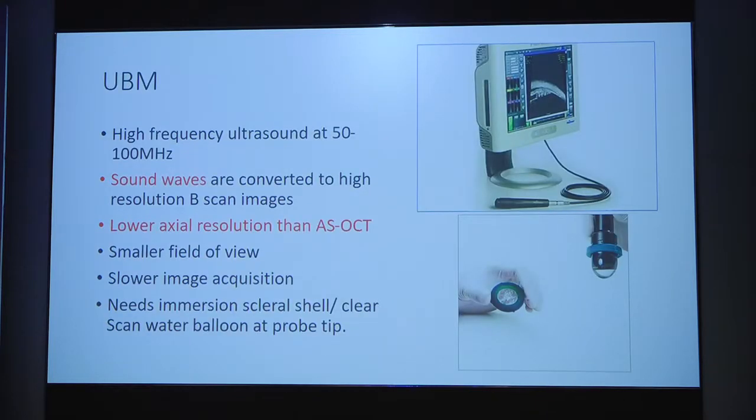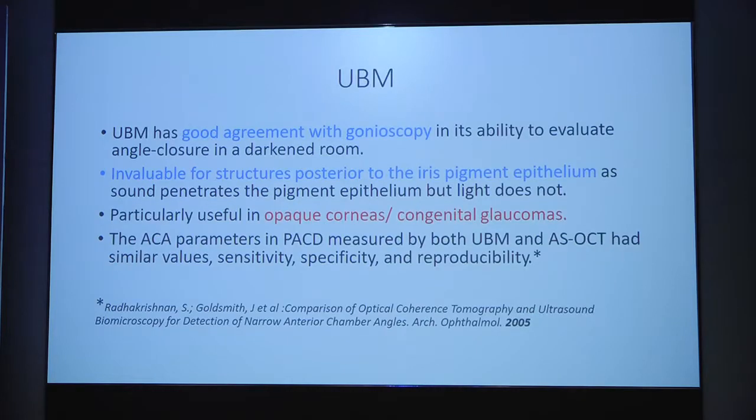Coming to UBM, it has already been discussed well. It uses sound waves which are converted to high resolution B-scan images, but it has lower axial resolution than anterior-segment OCT. It has good agreement with gonioscopy. It is definitely invaluable for structures posterior to the iris pigment epithelium. Why? Because sound penetrates the pigment epithelium where light does not. It is particularly useful in opaque corneas and congenital glaucomas.